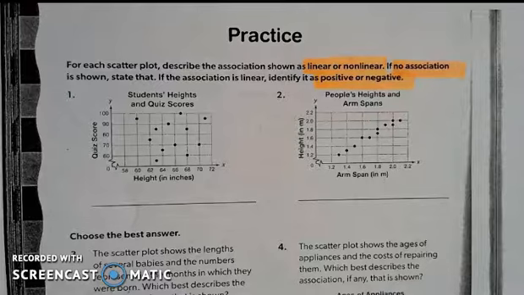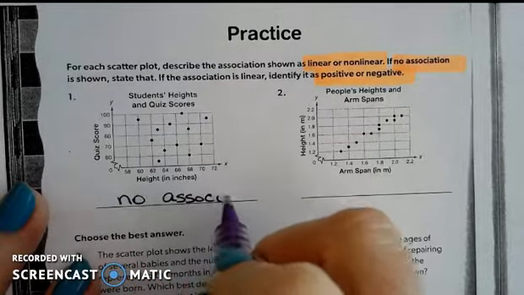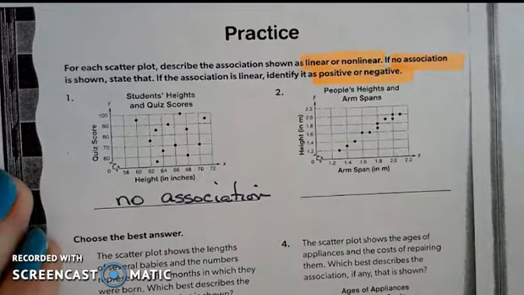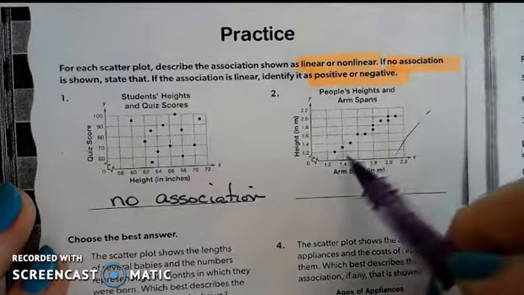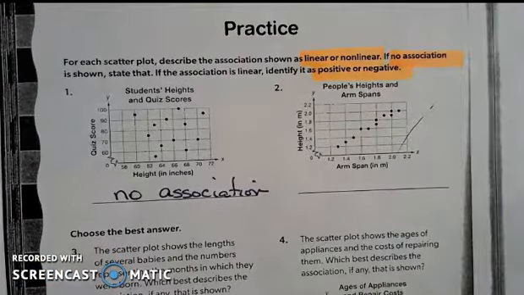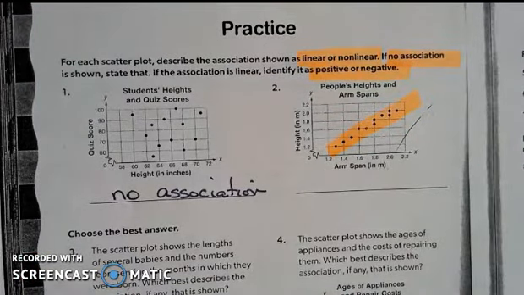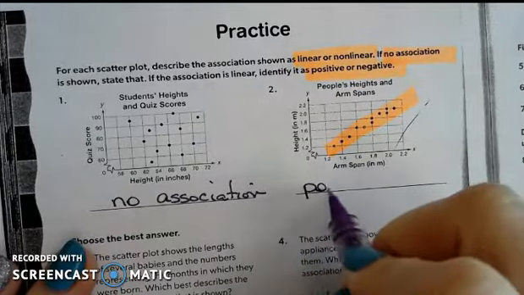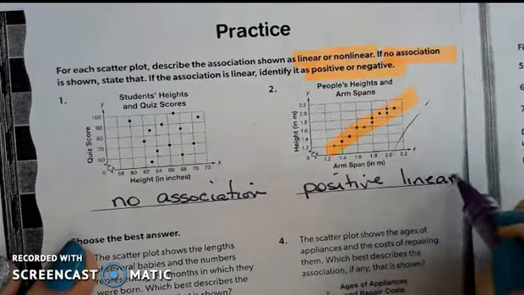So if you look at number 1, what you should have noticed is that the points are very random, which means there is no association. If there is no association, it cannot be linear or nonlinear, and it cannot be positive or negative. On number 2, you should notice that your points kind of cluster together to form a line, and that line is starting low and ending high, which makes it positive. And since it is linear, we will write linear.